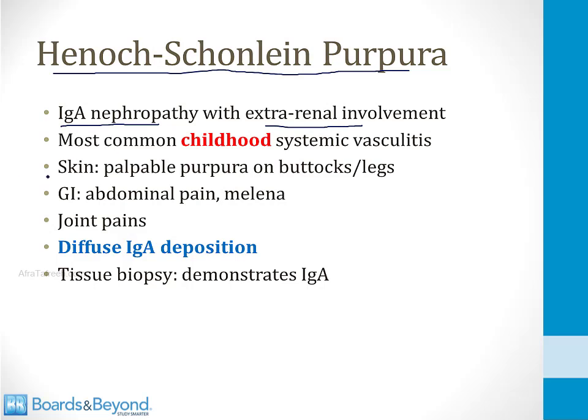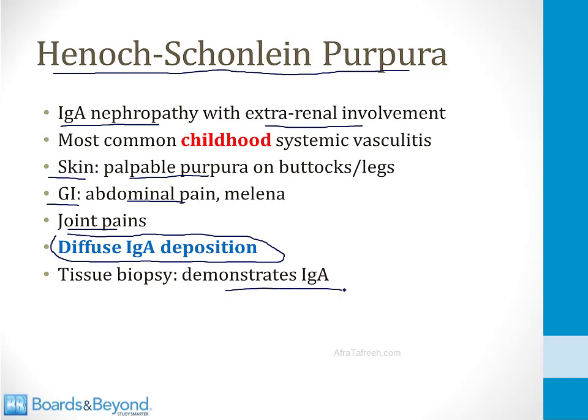So for example, children with HSP often have involvement of the skin. They have palpable purpura on their buttocks and legs. They often have involvement of the GI tract with abdominal pain and melena. They can also have joint pains from IgA deposition in the joints. But the problem is the same as in IgA nephropathy. It's diffuse IgA deposition leading to the vasculitis symptoms. And when you do a tissue biopsy, either of the kidneys or any involved organ in HSP, you will see IgA, just like you can see in kidney biopsy samples of patients with IgA nephropathy.